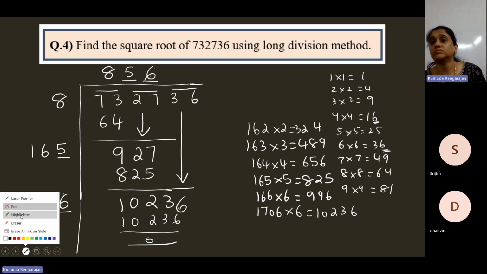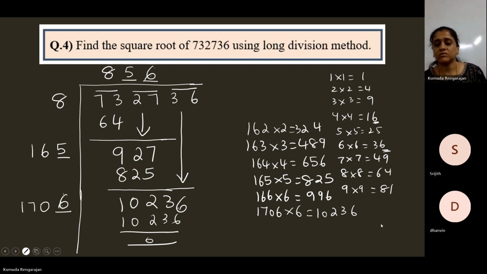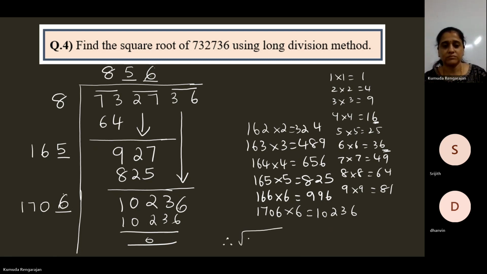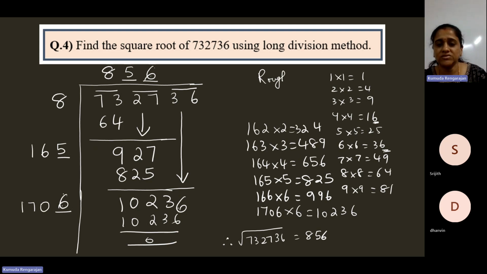All this rough work also you should take down. Please take the rough work. All of you must take the rough work.